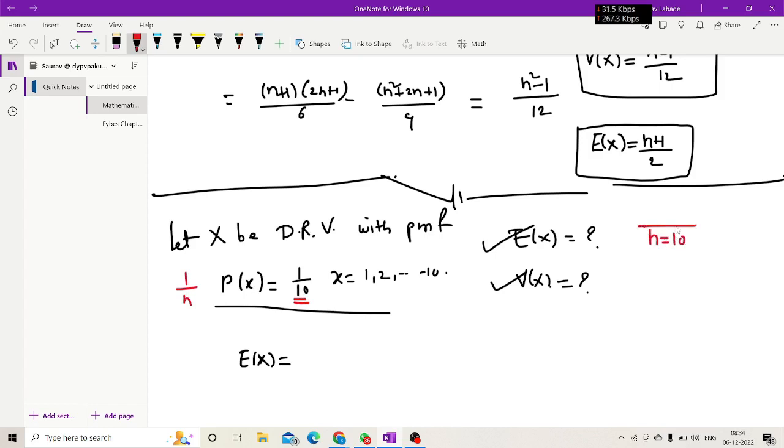Then what will be the expectation? Just use the formula. So n plus 1 by 2, that means 11 by 2. So expectation is n plus 1 by 2, so this will be 11 by 2, which is 5.5. Okay. Now variance is also simple. Tell me, the formula you already know, right?